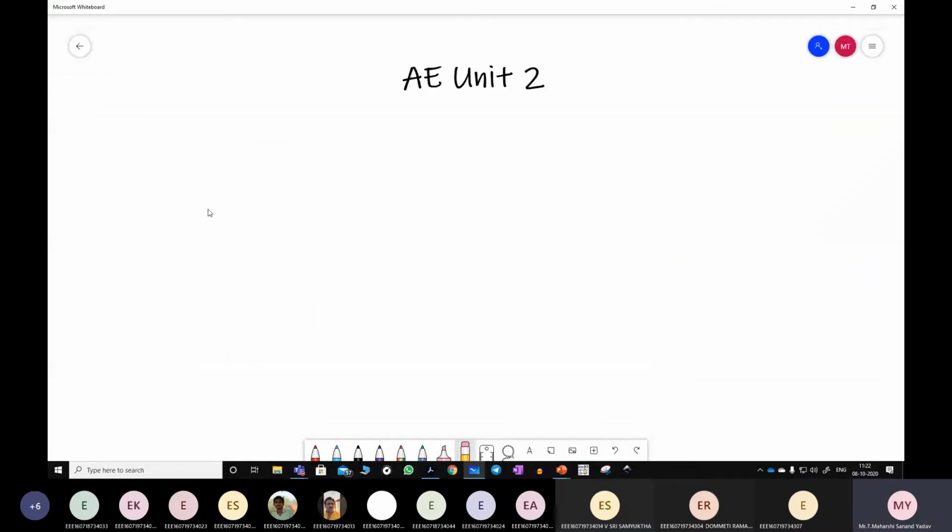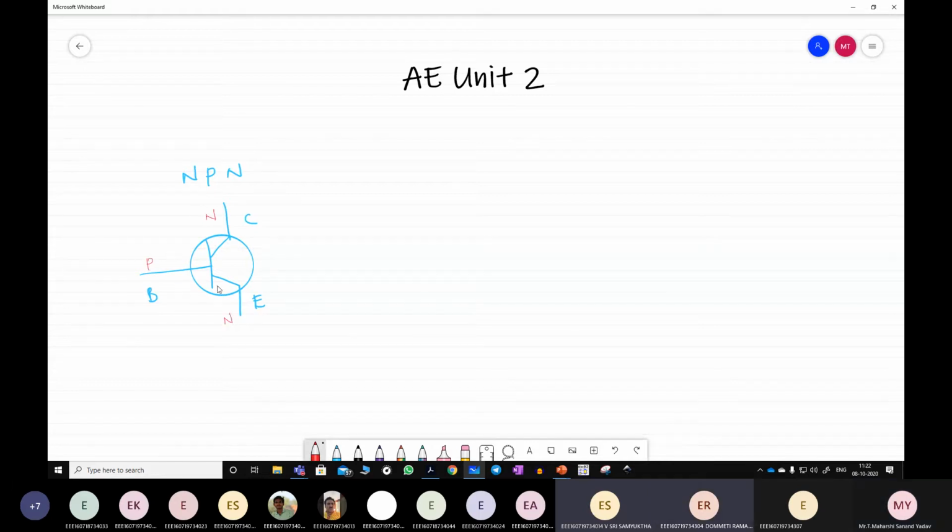And what about the symbols of NPN and PNP? How to draw the NPN symbol? A circle, base, collector, and emitter. What about the direction of the current, P to N? On emitter or on collector? Emitter. That's it. So this arrow indicates the direction of flow of current.